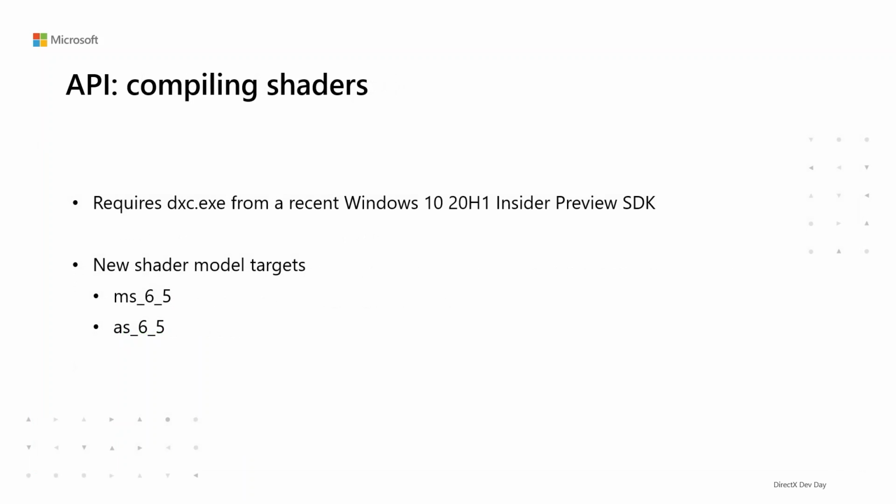You need to compile your shaders. This will require getting a version of the shader compiler DXC from a recent version of the Insider Preview SDK, which includes the Mesh Shader support. And then you'll compile for 2 new shader models, MS65 and AS65, which stand for, obviously, Mesh Shader and Amplification Shader, respectively.